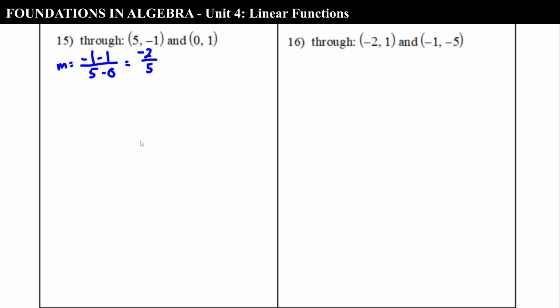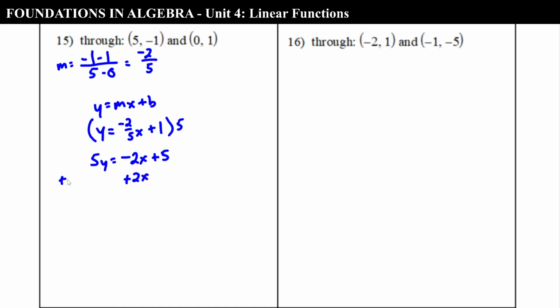And again, we have a y-intercept. So let's make our lives easier by using slope-intercept form. Y equals negative 2/5 x plus 1. Multiply everything by 5 to get rid of the fraction. So we got 5y equals negative 2x plus 5. And then we are going to add 2x to each side. And when we do, we get our standard form equation because we already have a leading positive term.